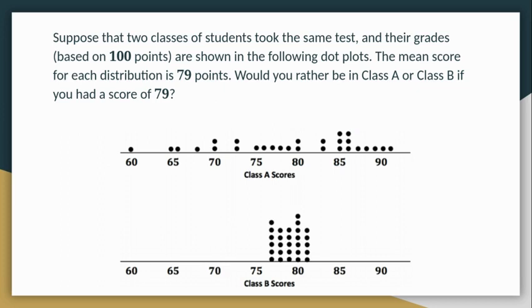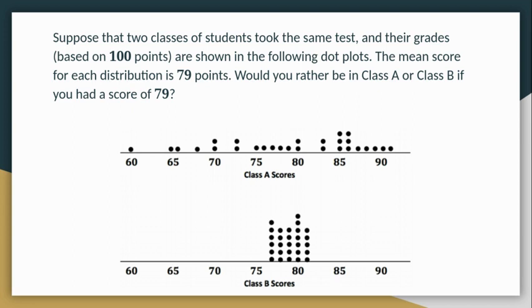Suppose that two classes of students took the same tests, and their grades, based on 100 points, are shown in the following dot plots. The mean score for each distribution is 79 points. Would you rather be in Class A or Class B if you had a score of 79? Here we have another example of two data sets that have the same mean, but the variability of the data is very different. The purpose of this is simply to get us thinking about how we interpret the data we have in front of us.